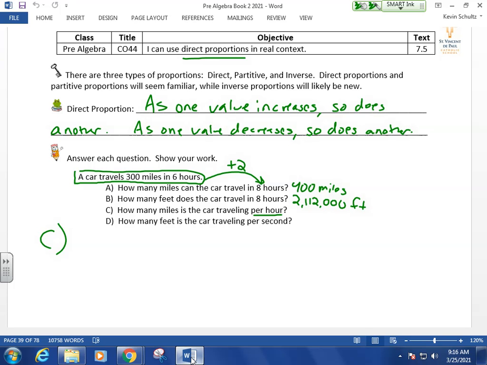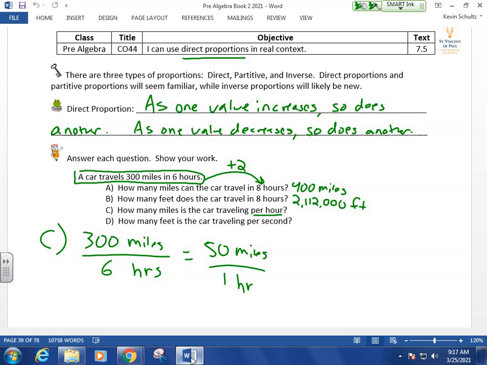So like we did in letter A, we're going to take our 300 miles in 6 hours, or we could take what we found as the answer for letter A, 400 miles in 8 hours. Either one's going to work because they're proportional. And we're going to divide 300 by 6 to get 50 miles per 1 hour. What did we divide from there? 300 divided by 6, right?